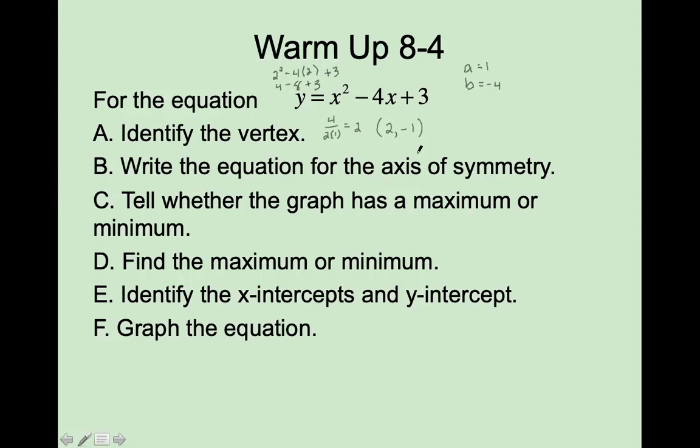The equation for the axis of symmetry, remember, is the same as this x coordinate. So it's x equals 2. To tell whether the graph has a maximum or minimum, I need to know whether it opens up or down. Since our a term here, this 1 in front of the x squared, is positive, this graph opens up and it has a minimum. It asks us to find the max or minimum. The max or min corresponds to the y coordinate. So the minimum is negative 1.